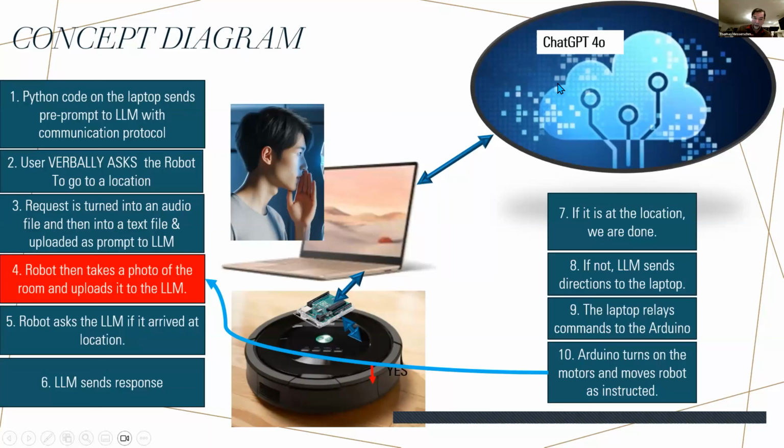The robot asks if it has arrived. If it's at the location, of course, we're done. If not, the LLM sends directions: go left, right, forward, backwards, whatever. The laptop relays the commands to the Arduino and then the Arduino to the motors, and the Arduino moves the motors, and the robot, of course, as instructed. And we start over at step 4.